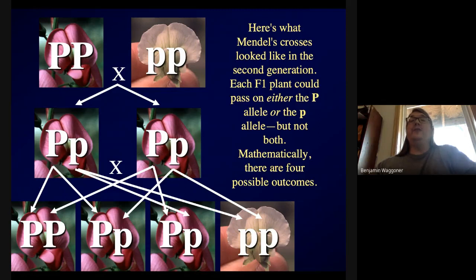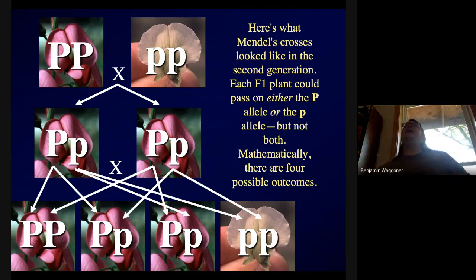Getting a recessive allele from both parents is only going to happen one time out of four, for the same reason that if you flip two coins, you're only going to get two tails one time out of four. For exactly the same reason. It comes down to basic probability.